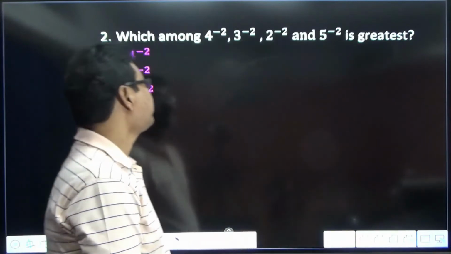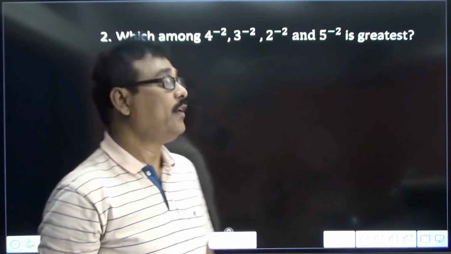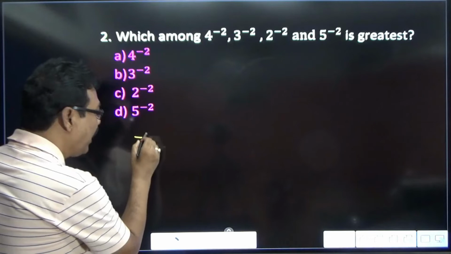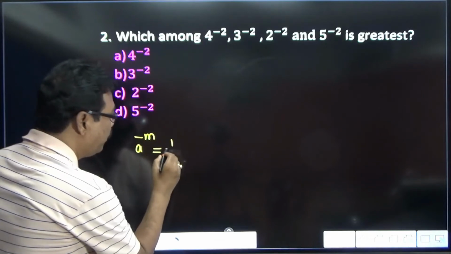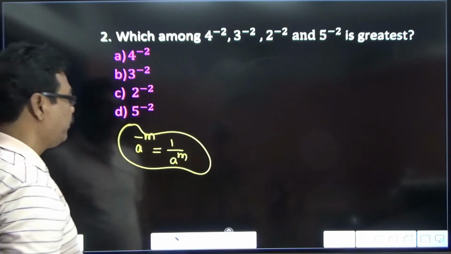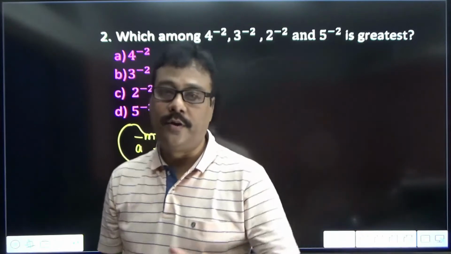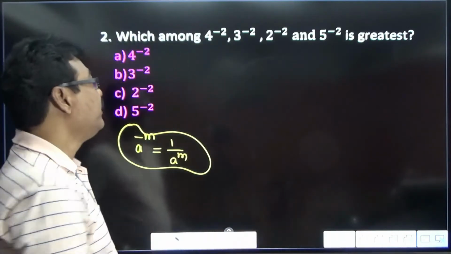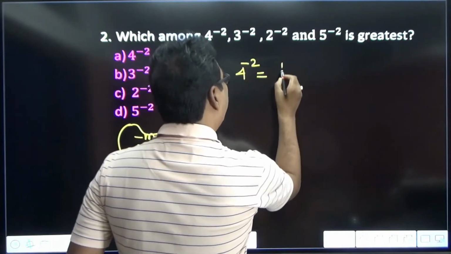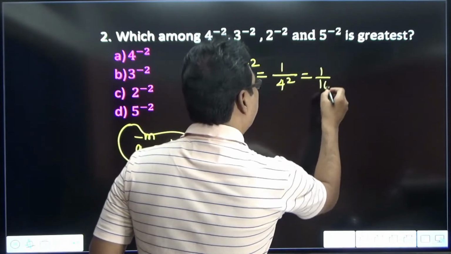Which among these is the greatest? So let us see what we will have to do. In this case, we will have to use the formula a to the power minus m is equal to 1 by a to the power m. If the power is negative, I can bring that in the denominator. So 4 to the power minus 2 is written as 1 by 4 square, and 4 square I know is 16, so 1 by 16.